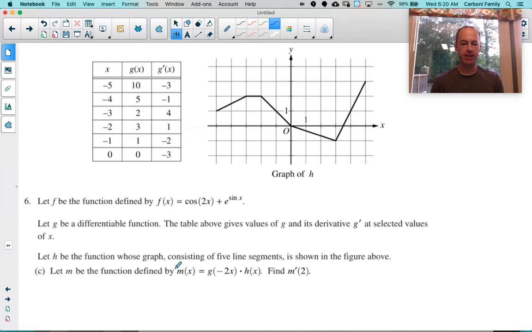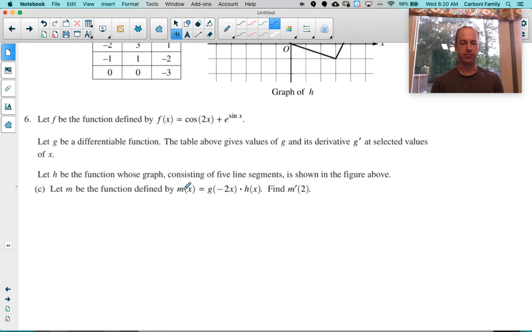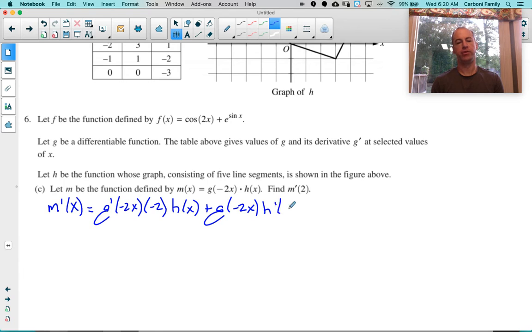Go on to C, almost the same type question, or it is the same type question. Here's a function m, find m prime of 2. So we're going to have to do the derivative of m. So m prime of x, this is a product rule, and g of negative 2x is a chain. So when I do the derivative of the first function, that's going to be g prime of negative 2x, times the derivative of the inside, negative 2. Leave the h alone, plus leave the g alone, times the derivative of the h, which is just h prime of x. We will plug in 2.